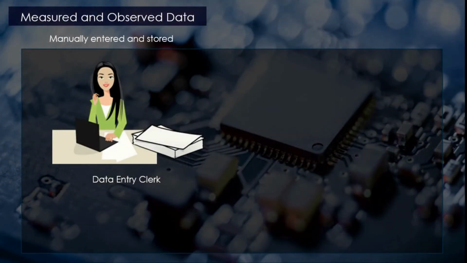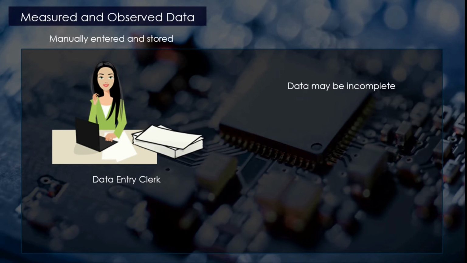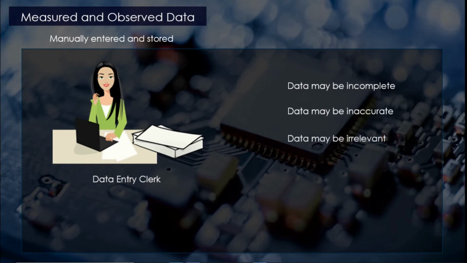Data that is entered into a computer system by humans, however, is prone to errors. This would result in the data becoming incomplete, inaccurate, or irrelevant. Have you ever visited an organization to conduct business and your name was misspelled or some of your data was missing? Well, that's an example of human error.